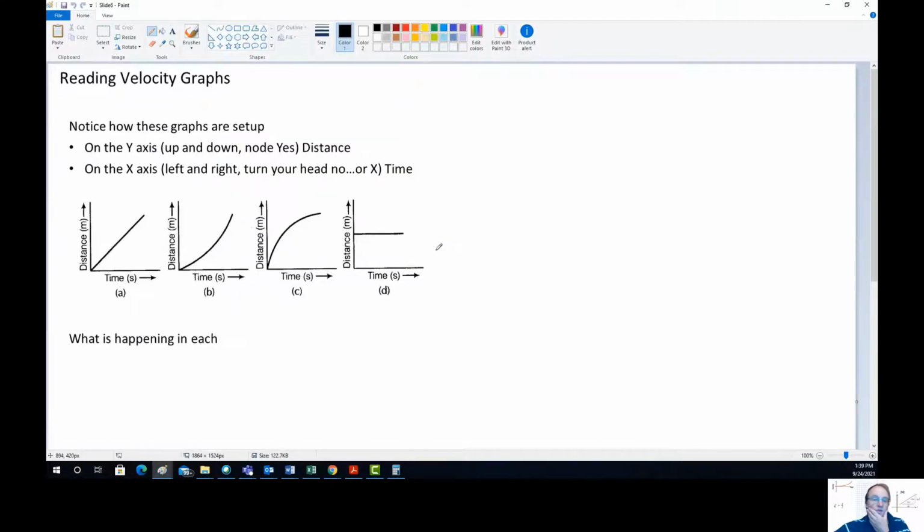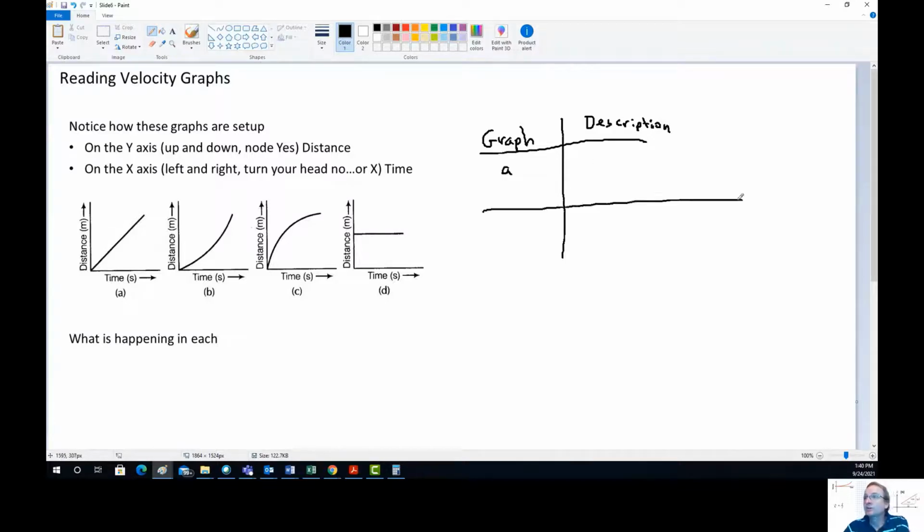You know, maybe even pause the screen and just take a look and basically describe the velocity that you see. I'm going to put a little chart together for us here. So graph A, and then your description of graph A, and of course, do the same with B, do the same with C, do the same with D. I think we've looked at a couple of these, but still, it's worth looking at each of them.